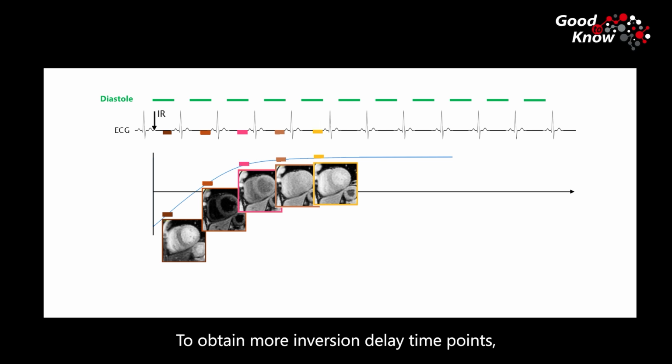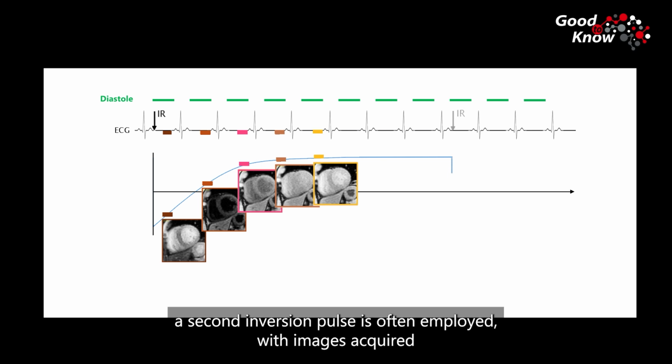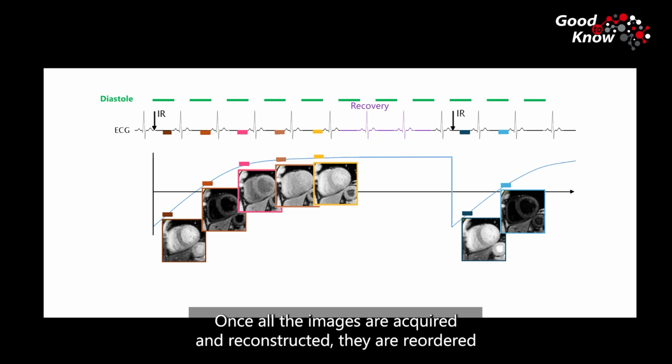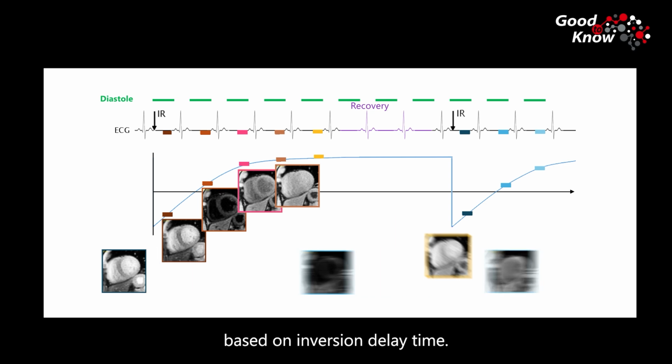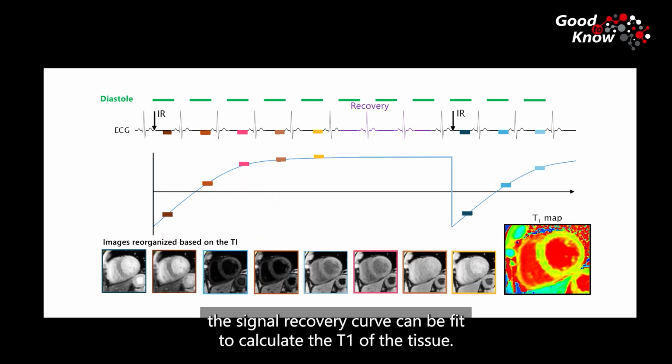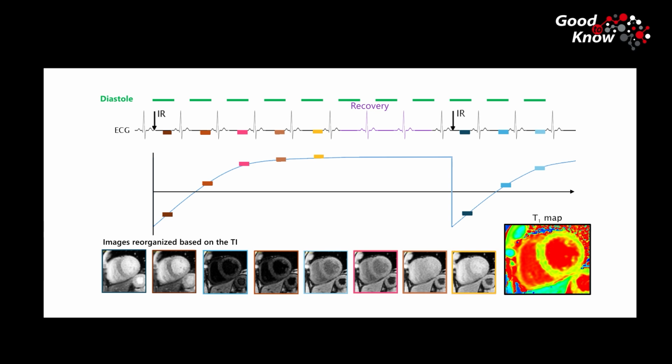To obtain more inversion delay time points, a second inversion pulse is often employed with images acquired at different delay times. Once all the images are acquired and reconstructed, they are reordered based on inversion delay time. Then, on a pixel-by-pixel basis, the signal recovery curve can be fit to calculate the T1 of the tissue.